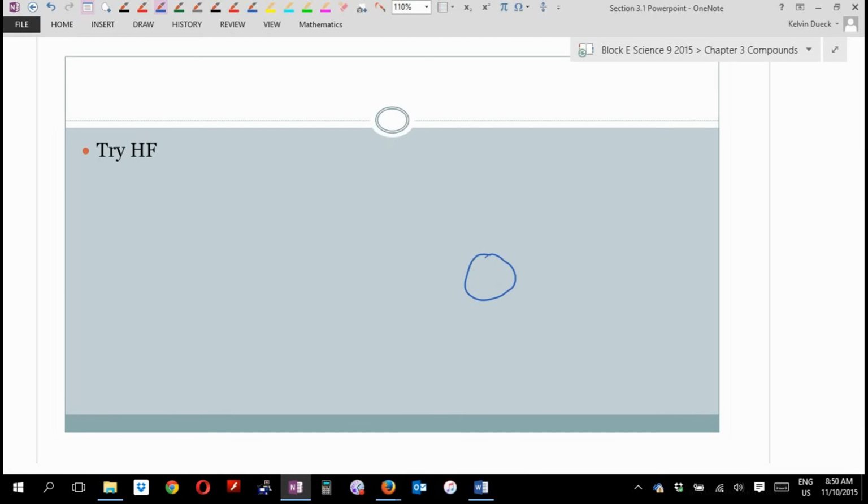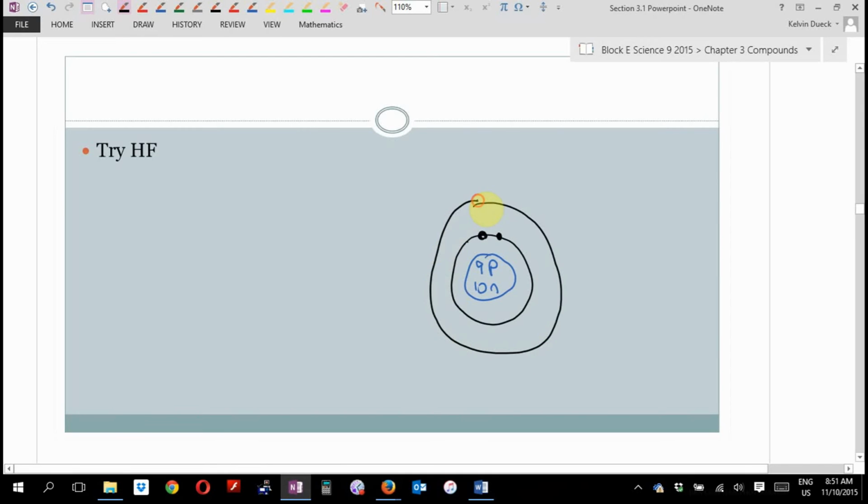Fluoride, how many protons? 9. How many neutrons? 10. Okay. How many protons? 9. And since it's an atom, not an ion, how many electrons? The same number. So in the innermost shell, we'll have 2. How many more do I need to draw? 7. And that's going to be in the next shell. So it's going to look like this. 1, 2, 3, 4, 5, 6, 7. It's not happy.